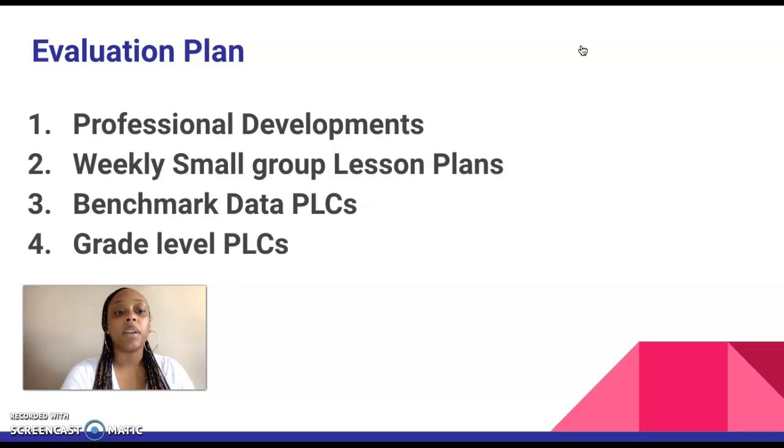Weekly small group lesson plans will definitely help teachers know how to group the students and know what they'll be doing in small groups. Benchmark data, just being able to interpret it and understand what they're doing, is very important. And then being able to collaborate amongst the grade level and grade level PLCs so that teachers can work together so that all the students in 4th grade can grow as a whole.